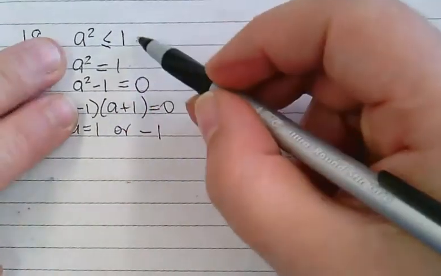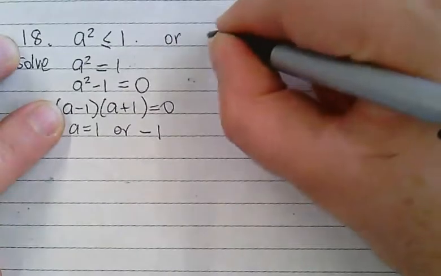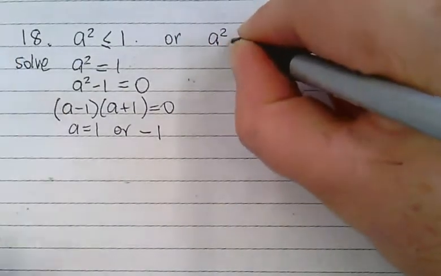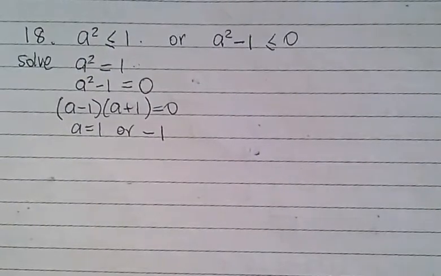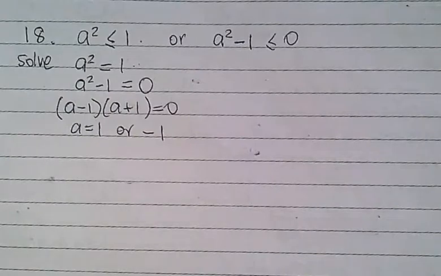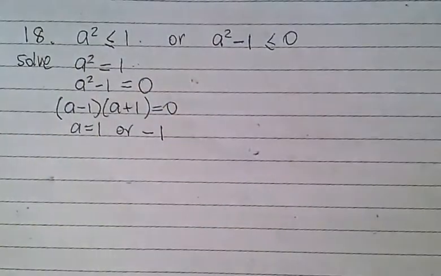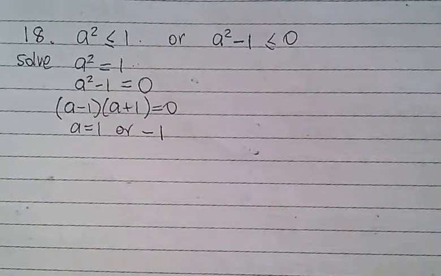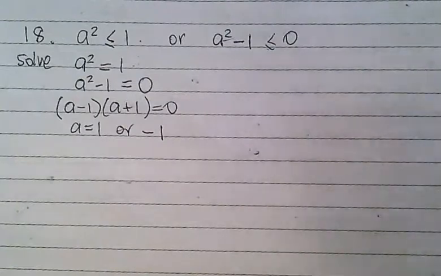See this original equation, a squared is less than or equal to 1? That is the same as solving a squared minus 1 is less than or equal to 0. Do you agree? Okay, so if you're asked to solve x squared is less than or equal to 1, I can just take minus 1. I'm not multiplying or dividing both sides by a negative. I just bring everything over to the left. That is actually what I want to solve.